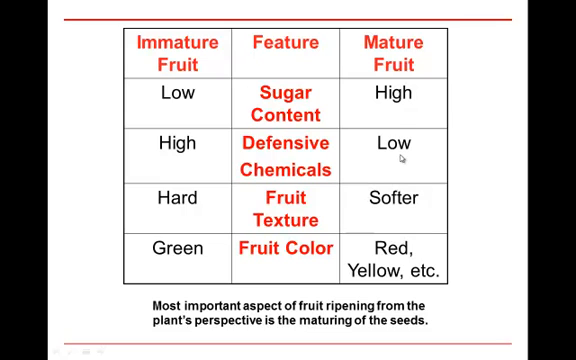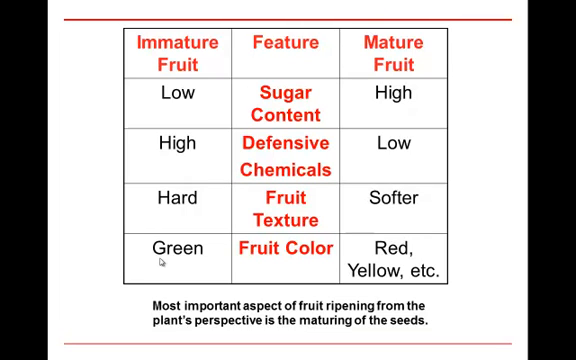And in the mature fruit, the defensive chemicals are broken down or removed from the fruit. The fruit texture, it's very hard in an immature fruit, making it very difficult to eat, while the flesh of a fleshy fruit softens in a mature fruit. And of course, the fruit color. In an immature fruit, really a synonym for an immature fruit is the color green. And it is not an accident that a fruit whose seeds are not ready for dispersal is colored green.